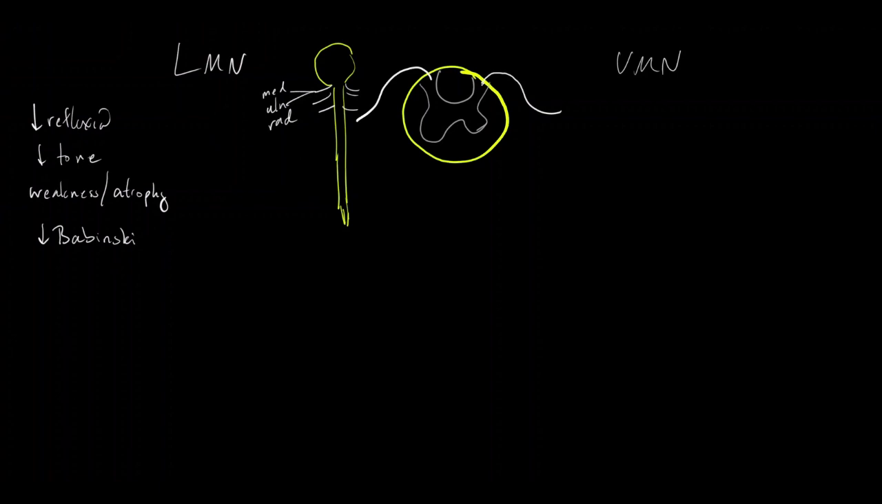On the other hand, for an upper motor neuron lesion, the characteristic findings are the opposite. So you will have hyperreflexia. Tone will be increased. Instead of weakness and atrophy, you will get spasticity, or spastic paralysis. And the Babinski will be upwards going, or positive Babinski.